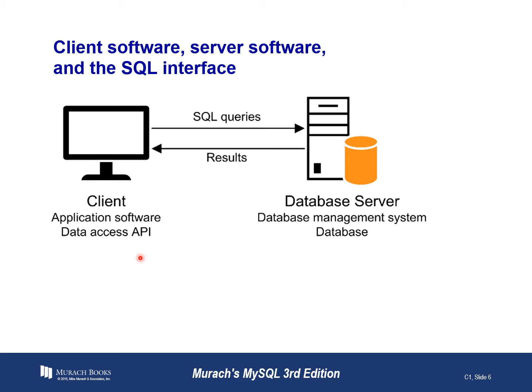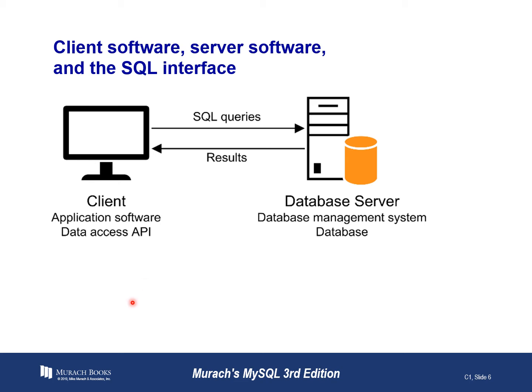The processing that's done by the client software is typically referred to as front-end processing, and the client is typically referred to as a front-end. So the client is front-end, the database server is back-end. The request starts at the client end, and the response is generated by the server and returned as a set of results. Okay, so that's good to know.